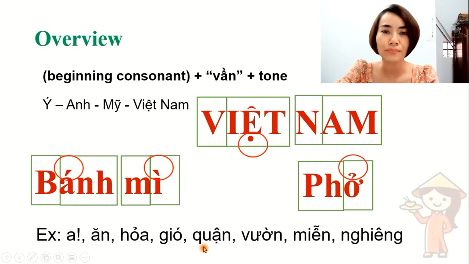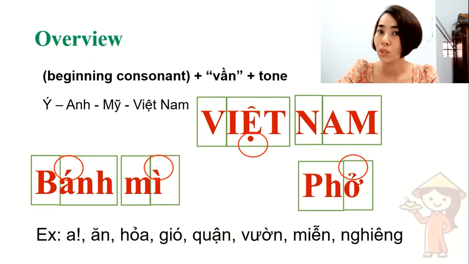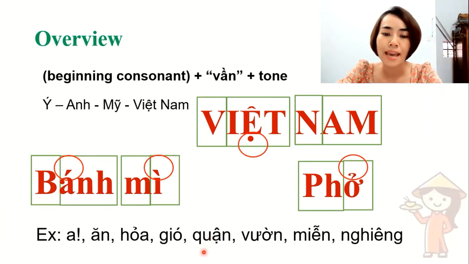Okay, next one. I'll give you 3 seconds too. One, two, three. Okay, so this one is kind of the same rule as the previous one. The Q and U here make a consonant cluster. So the U here is not a part of the vần. It is a part of the consonant. Oh, sorry, where is my pointer? Okay, here. Maybe I need to use the laser pointer. Okay. So this makes the consonant gua.